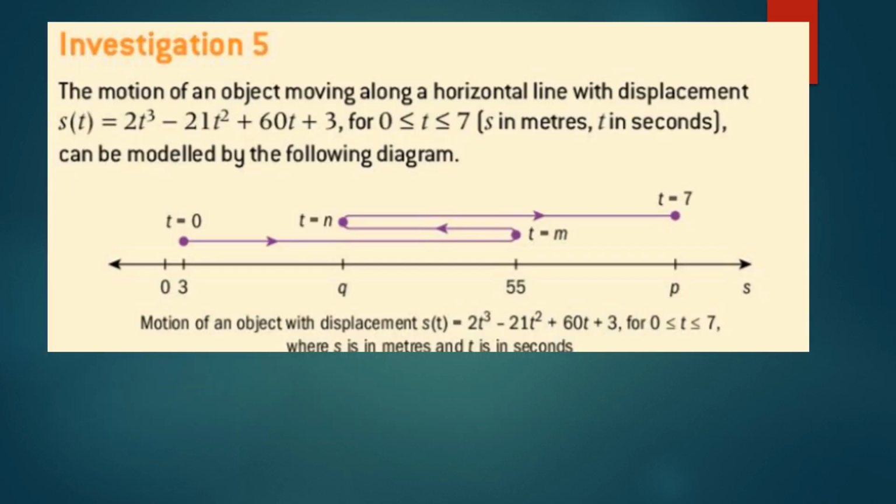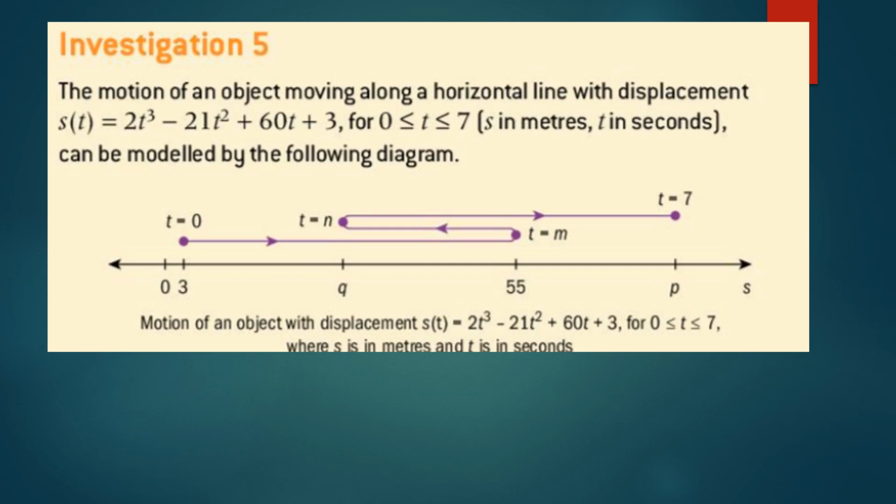We have here a displacement function s of t equals 2t cubed minus 21t squared plus 60t plus 3, for time from 0 to 7. Now my question is this: from time 0 to 7, are we going to have just one straight line? The answer is no. Why not? Because it's not a linear function. It is a cubic function.